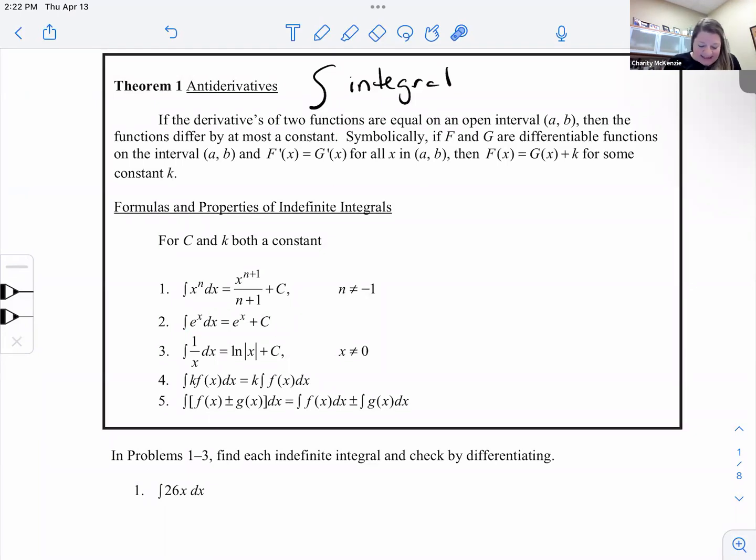Now e to the x stays e to the x. That's easy. If I have an integral of a fraction, like something over something, then I'm going to have the natural log. And it does require that you do absolute value symbols because it has to be positive. So don't forget those symbols. It's just one of those things like it can't be negative.